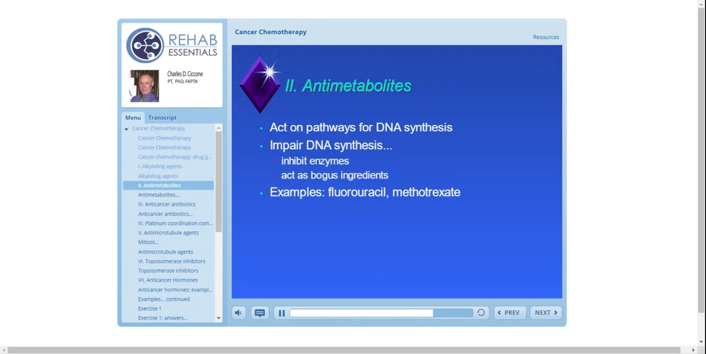So that's how these drugs work. And again, some fairly well-known, well-established drugs like fluorouracil and methotrexate. We'll see this illustrated in the next slide, how these drugs get inserted into the DNA pathways.